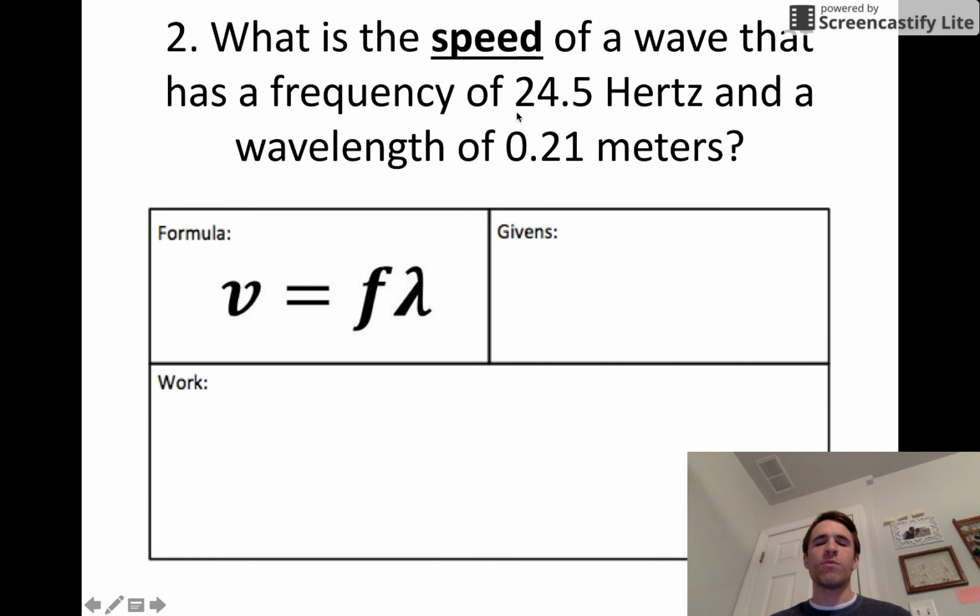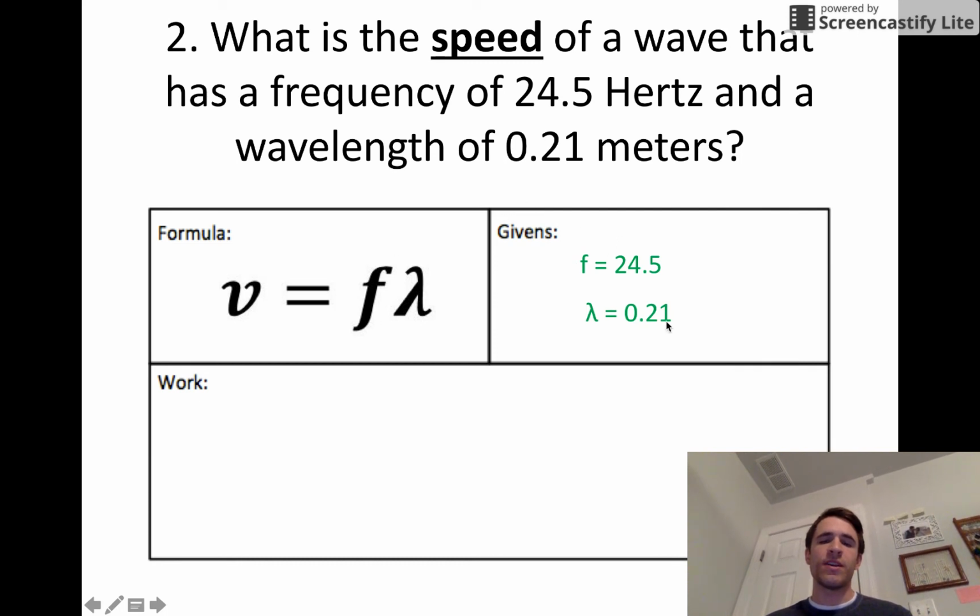Right here, I'm given 24.5 hertz, which is my frequency. So F is 24.5, and a wavelength of 0.21 meters, so my lambda is 0.21. Those are given to me in the question. That's why they're my givens. All I got to do, guys, is take those numbers and plug them in.